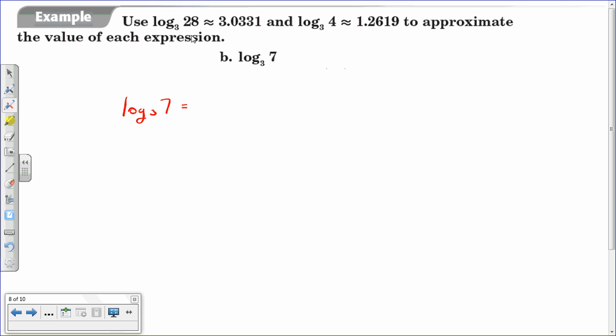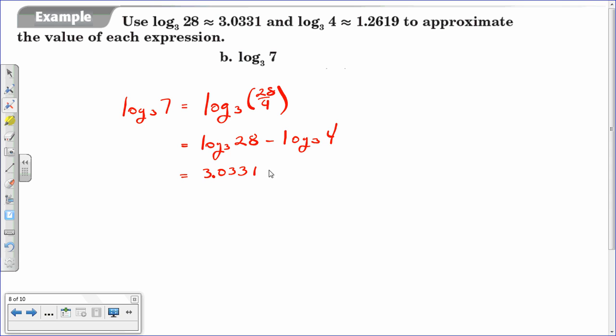Well, 28 divided by 4 is 7, so I'm going to rewrite this using numbers that I have. Log base 3 of 28 over 4. Now breaking that apart, that's saying log base 3 of 28 minus log base 3 of 4. Use the given numbers. That's 3.0331 minus 1.2619. And now I just need to subtract these two numbers right here, okay?